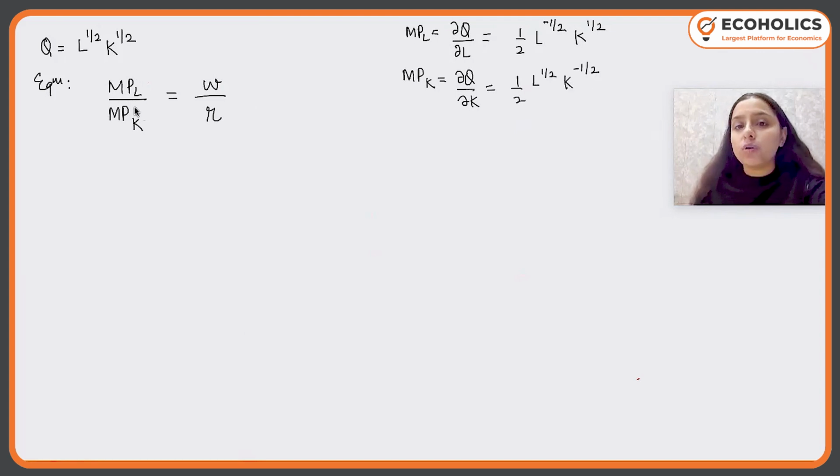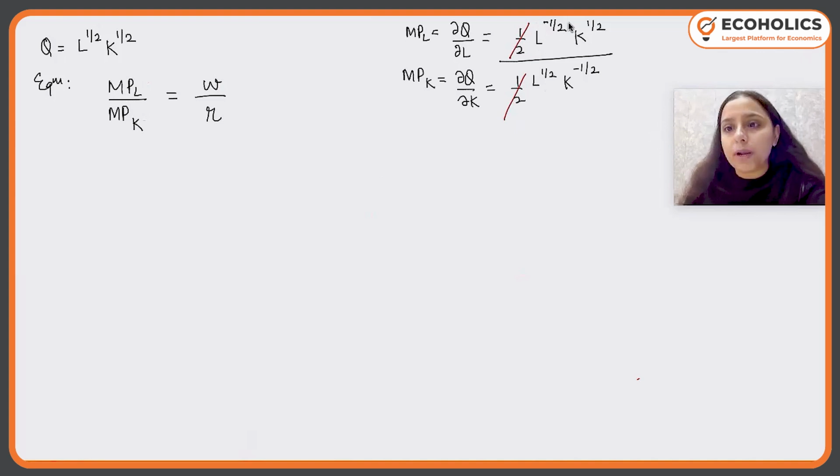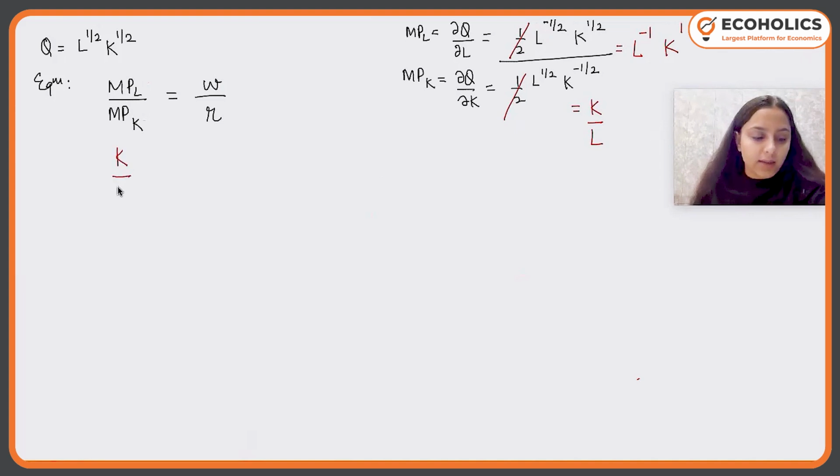Now, when I do the ratio, I'm solving it here so that I can have mess-free calculation. The half and half cancel out. Minus 1 by 2 and minus 1 by 2 will give me L to the power minus 1. 1 by 2 and minus of minus 1 by 2 will give me 1 by 2 plus 1 by 2, so that will be 1. So I got the answer as K by L. I can write it here: K by L equals W by R.